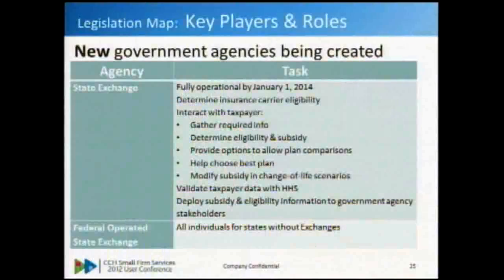State exchanges. State exchanges are going to be the interaction point between the taxpayer and all of the other government agencies and the insurance providers. So they're going to be who the taxpayer or the individual goes to in order to determine their coverage eligibility, different plans that they're eligible for, as well as subsidies. So the state exchanges will interact with the taxpayer and on the back end do all of the other interaction they need to do with these other agencies. And we'll talk in just a little bit about what some of those validation points are. And then there's the federally operated state exchanges. Those are for people that are in states that do not have a state exchange.